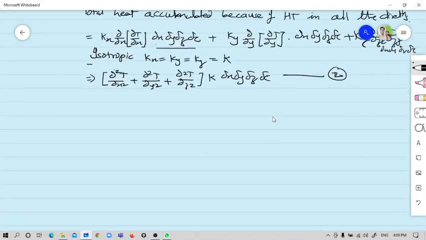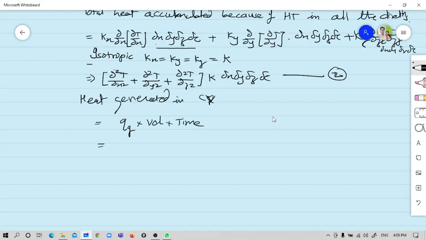So heat generated in the control volume will be equal to the rate of heat generation per unit volume per unit time, which we denote as Qg, into the volume of the element into the time during which that heat is generated, isn't it?